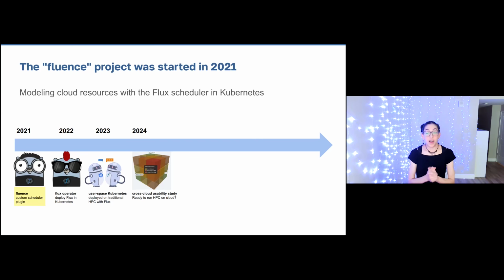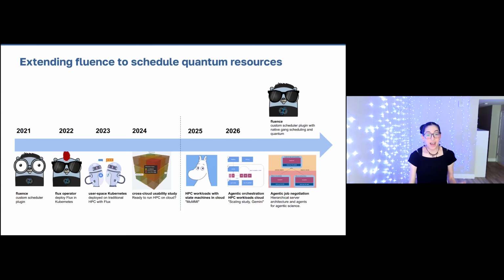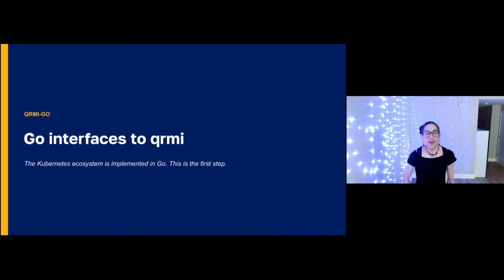I will highlight our project called Fluence because this was a custom scheduler plugin that we had this mindset for back in 2021. Now we've moved to this mindset of, we actually need to think more holistically of the entire environment. And that's also reflected in this update to Fluence, where we have a custom scheduler plugin still, but it uses native gang scheduling, and it has the ability to add arbitrary resources such as quantum devices. So let's talk about that now.